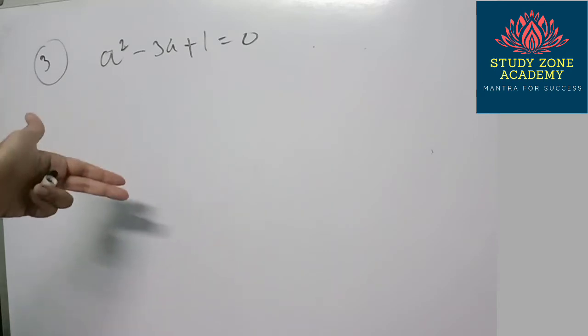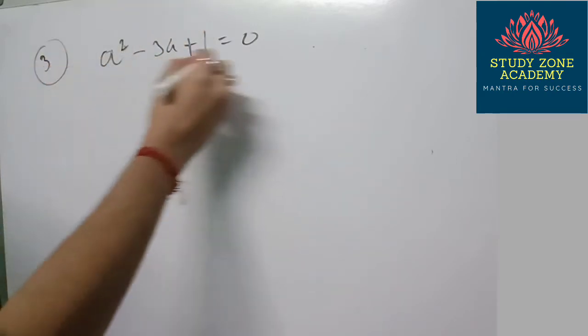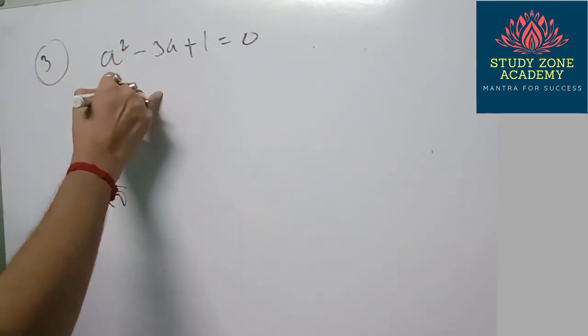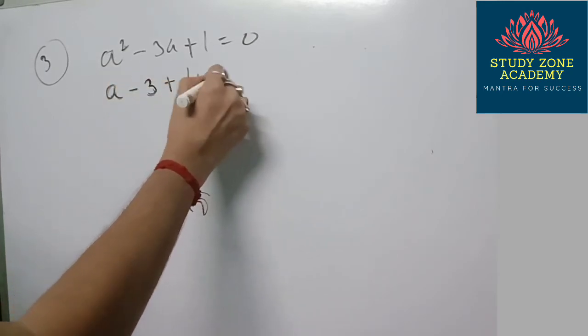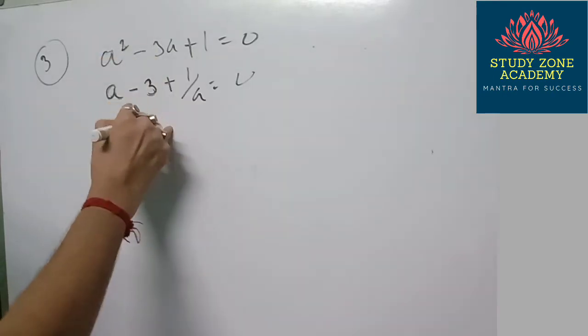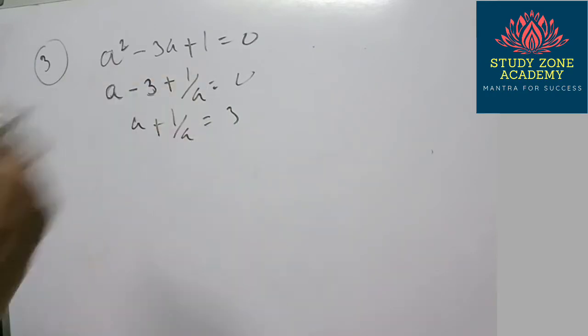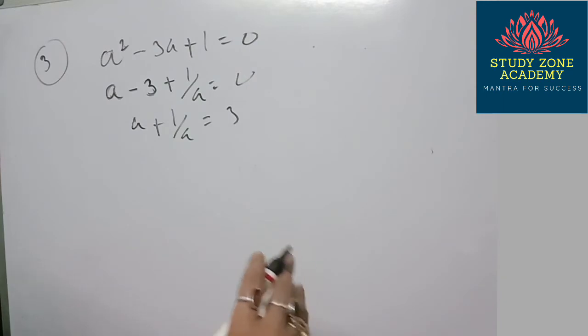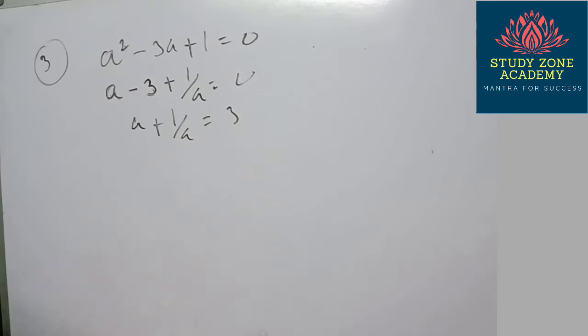Okay, so it's a square minus 3a plus 1 equals to 0. Simply divide the entire equation with a. So it will become a, it will become 3, it will become 1 by a equals to 0. Shift 3 to that side, bring all the a's together. A plus 1 by a equals to 3. So this is the equation that we are getting. The trick I'm going to share at the end of this sum. So it is a plus 1 by a equals to 3.